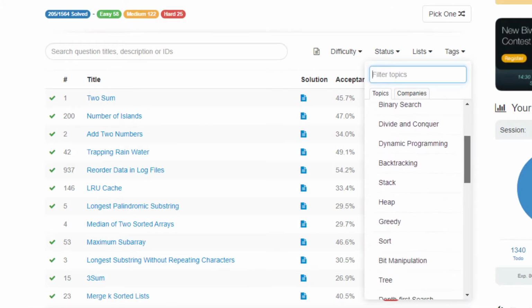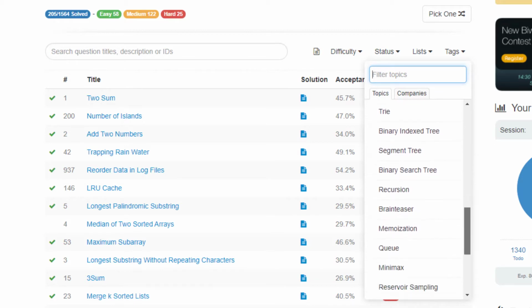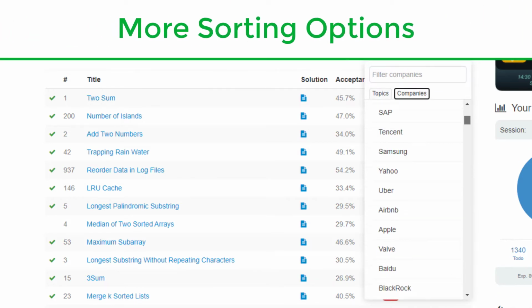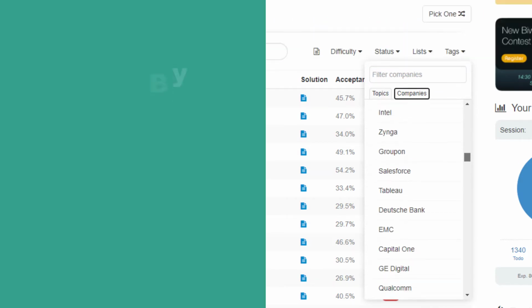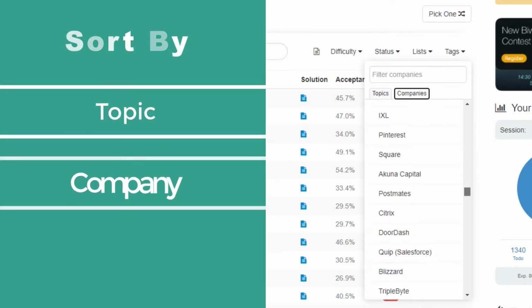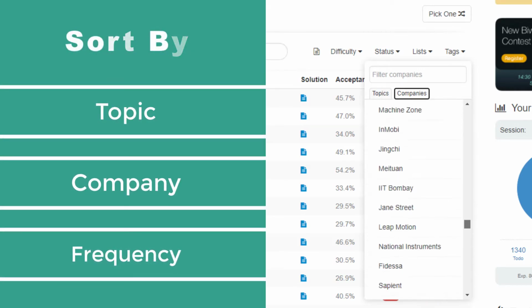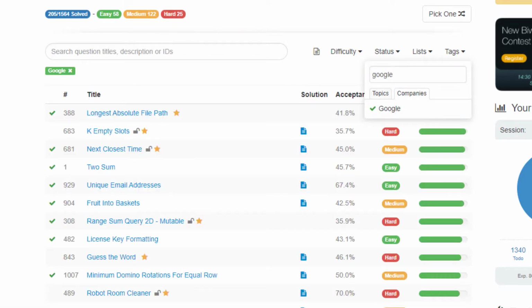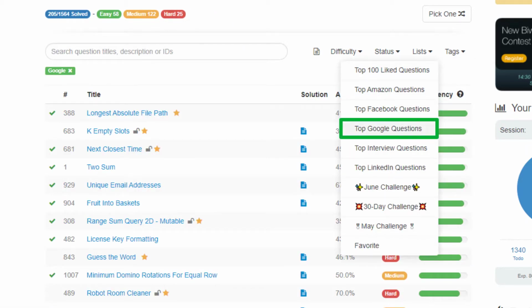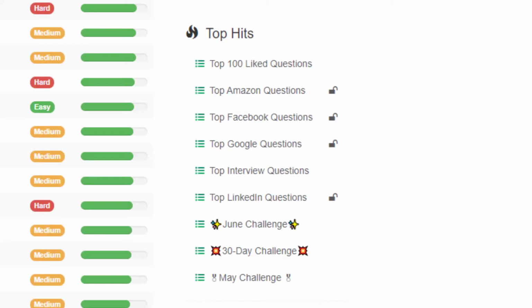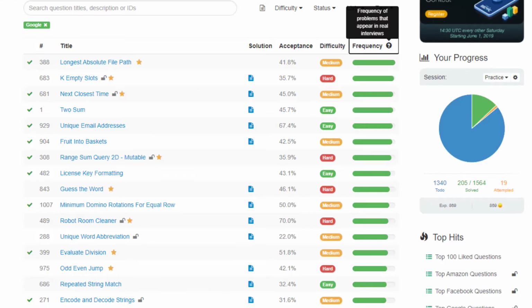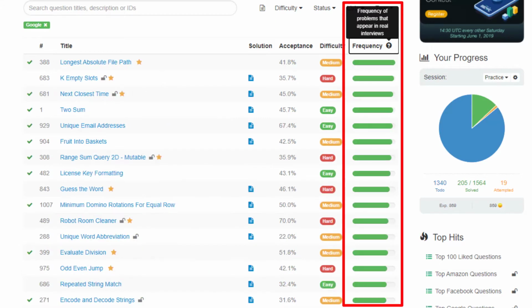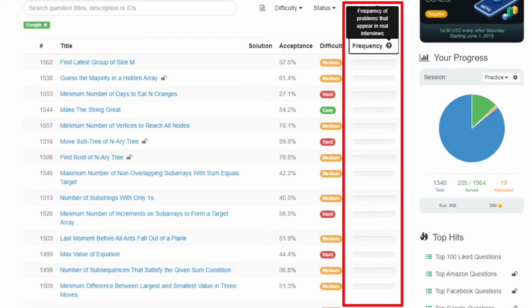Along with many more problems that you have access to, you also have more extensive sorting options. This by far is the biggest draw for LeetCode Premium in my opinion, because you can look up questions by specific companies. This is really powerful because you can perform interview preparation around one or two companies that you're planning to interview for. On the right-hand side, you can see that I have access to top Amazon, Facebook, Google, and LinkedIn questions. In addition to that, I can also see the frequency of how often a question is asked.